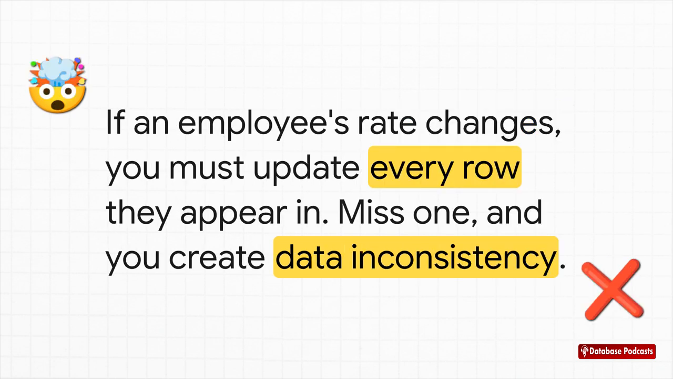And then you have the update anomaly. An employee gets a raise, fantastic, but now you have to go on a scavenger hunt through your database to find every single row where they appear to change their rate. You miss just one of those rows and boom, your database is now telling you two different things. It's lying. You could easily send out a report or an invoice with the wrong rate all because of one little missed update. That is a huge risk.